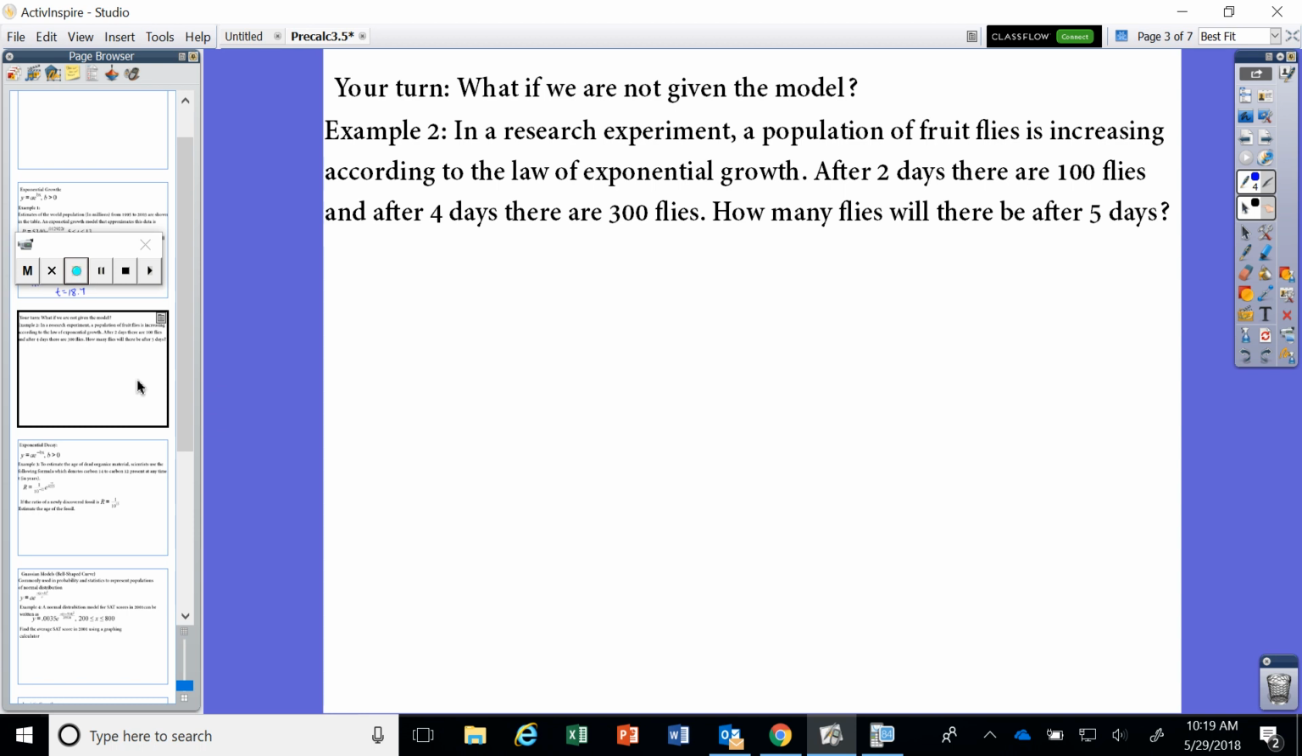All right, so example 2. In a research experiment, a population of fruit flies is increasing according to the law of exponential growth. So we know what to expect from the model. After 2 days, there are 100 flies. After 4 days, there are 300 flies. How many flies will be there after 5 days?